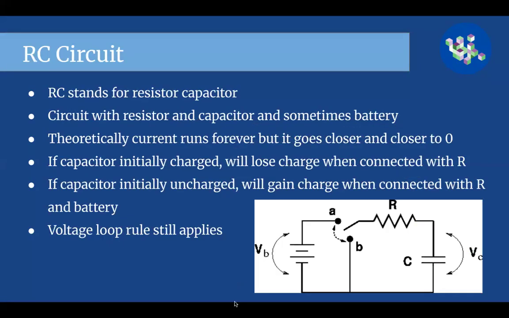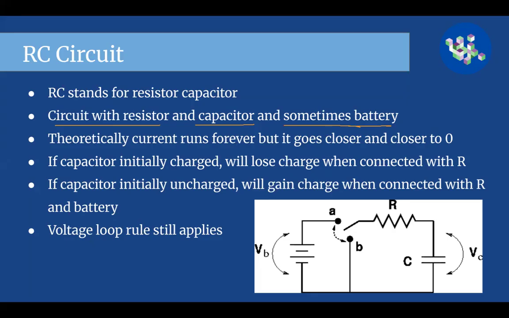And now we have our second type of circuit, RC circuits. RC stands for resistor capacitor. It's basically what I drew on the last slide, a circuit with a resistor, but now we're going to put a capacitor in. I'll talk about the sometimes part later. Theoretically, this current will run forever, but it decays. It gets closer and closer to zero.